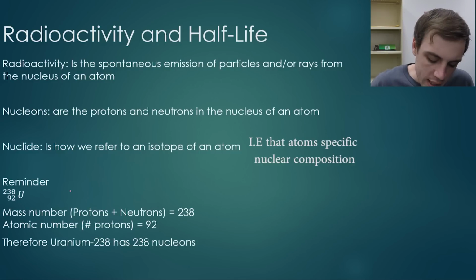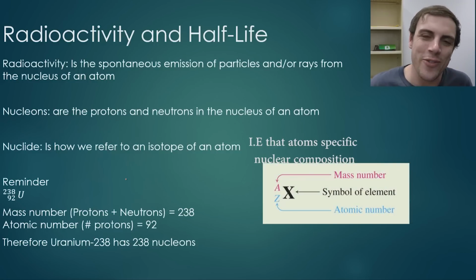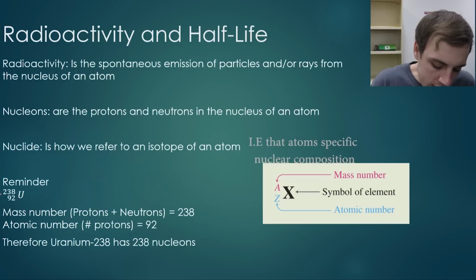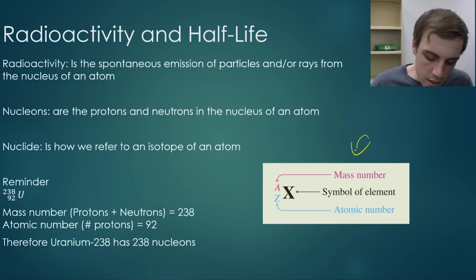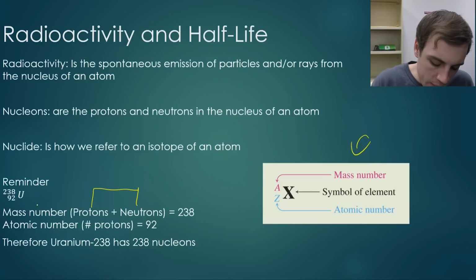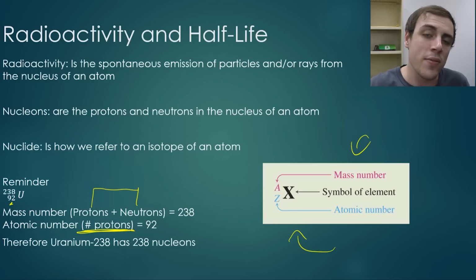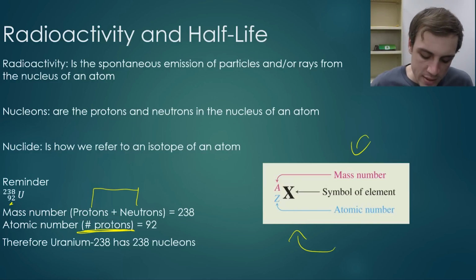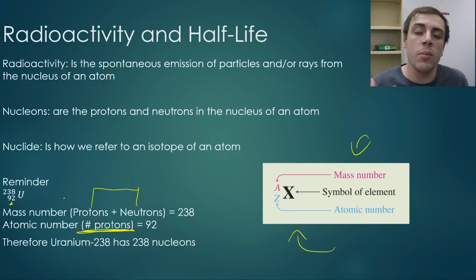Now, just a quick reminder, because this was quite a few weeks ago. When we've got it set out in the isotopic notation like so, our mass number, which is over here, is the number of protons and neutrons, whereas the atomic number, which is underneath, is just the number of protons. Again, that's why I referred to that other video, as a bit of a catch-up. If it was written in this way, uranium here would have 238 nucleons, because it is the number of protons and the number of neutrons combined together.